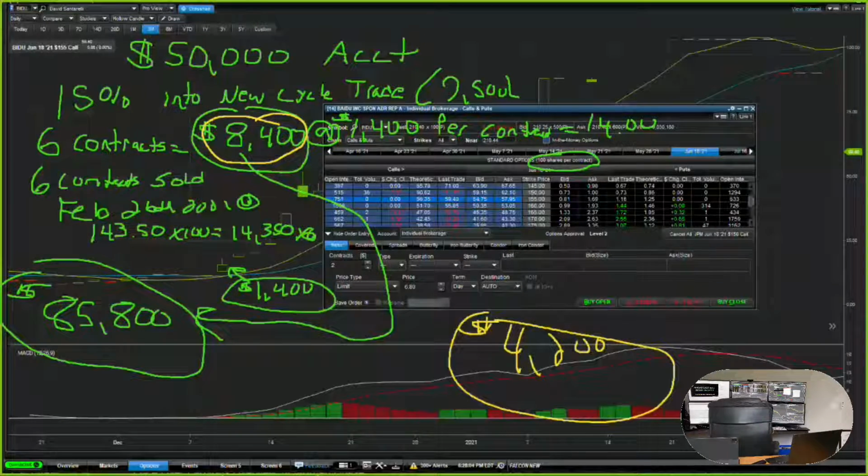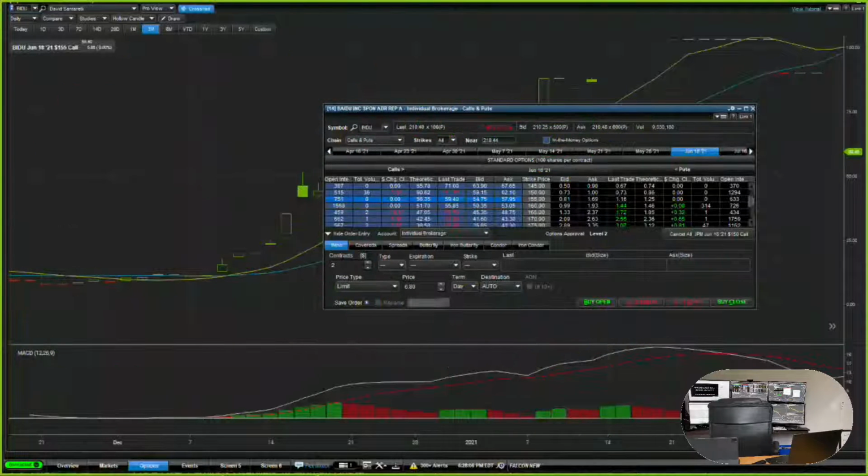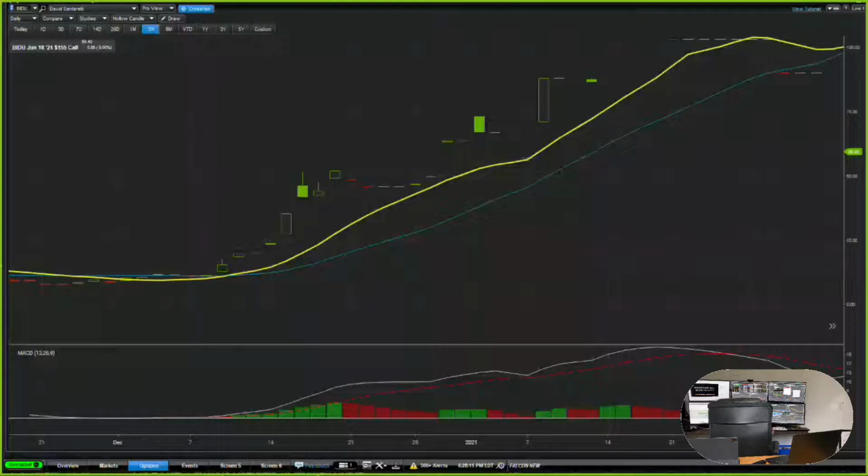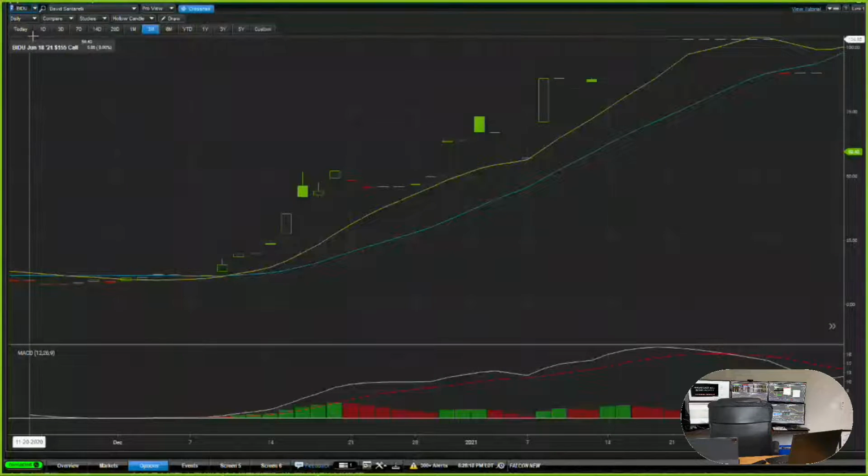So now let's get Baidu out of here and let's look at a cheaper trade, because a lot of people don't even have 1,400 bucks to put into a trade. So let's look at something cheaper here. Let's look at something like AMD. That was a perfect one today.